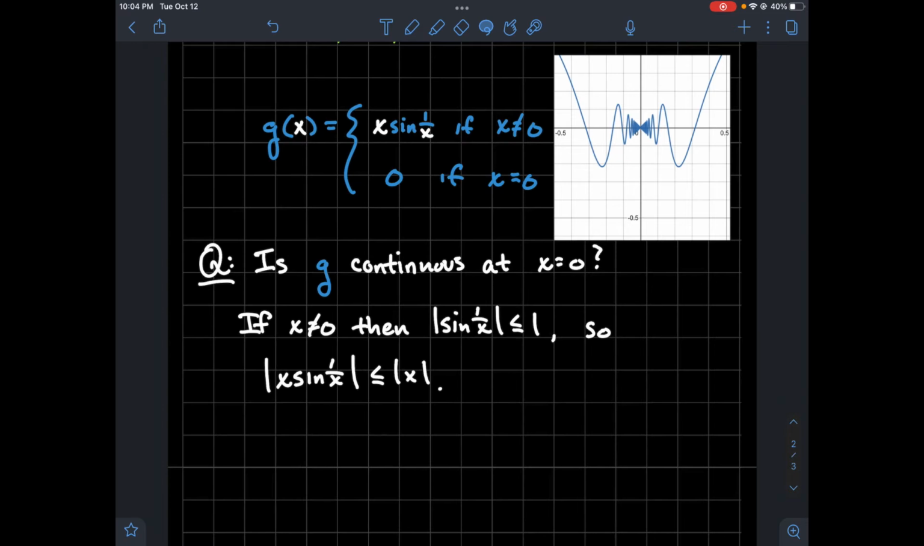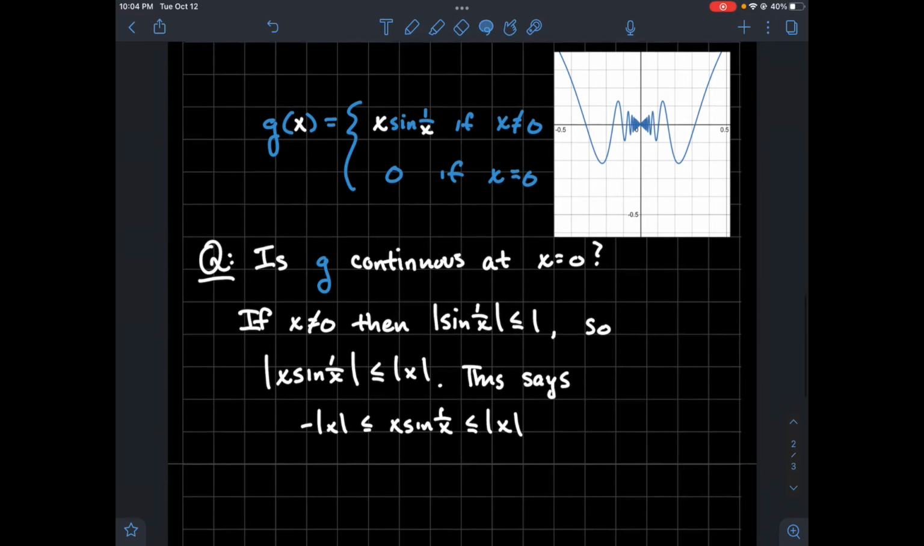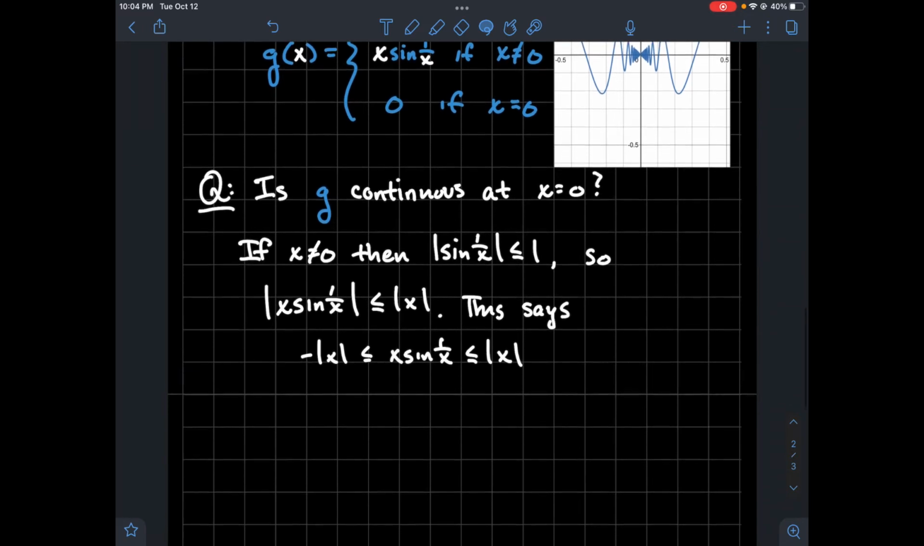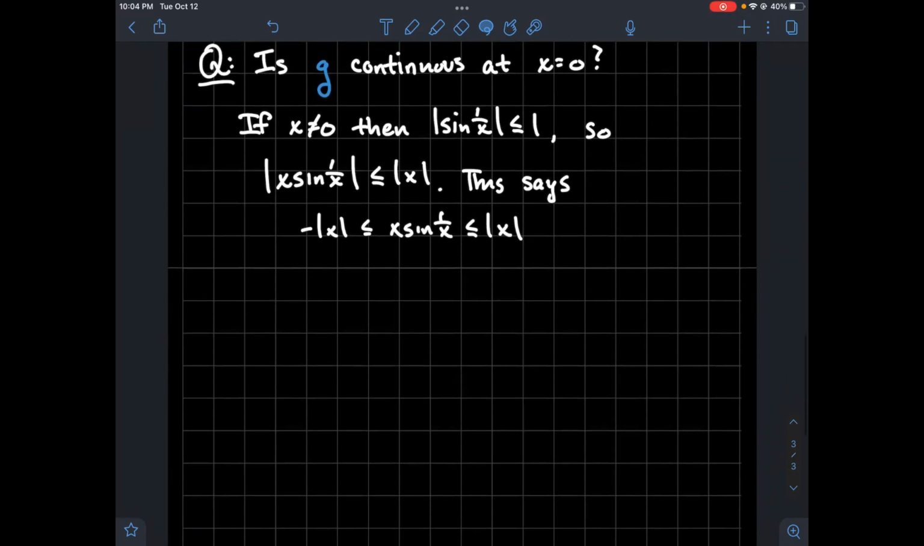What that also says is, well, I can multiply both sides by the absolute value of x. That tells me that the absolute value of x sine 1 over x is definitely less than or equal to the absolute value of x. And what I'm going to do is do a little college algebra. I'm going to unpack that absolute value inequality. That tells me that negative absolute value of x is less than or equal to x sine 1 over x, which is less than or equal to the absolute value of x.